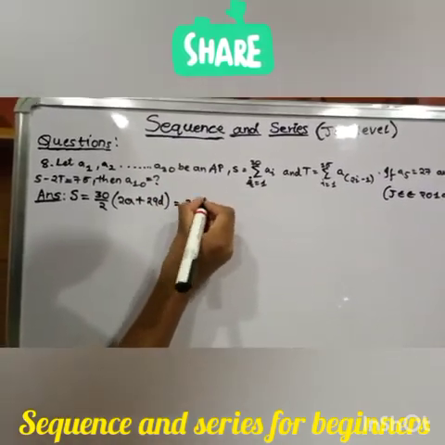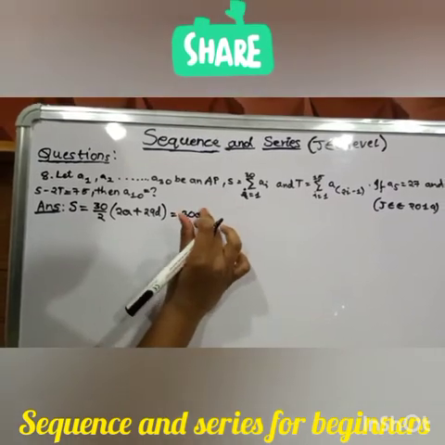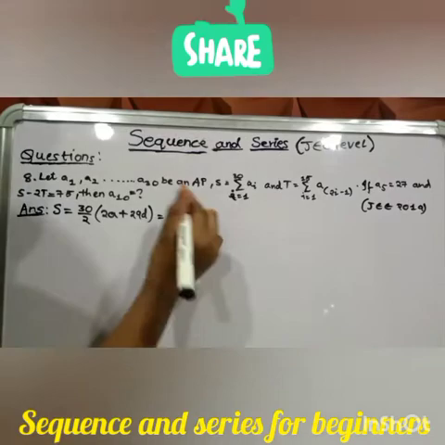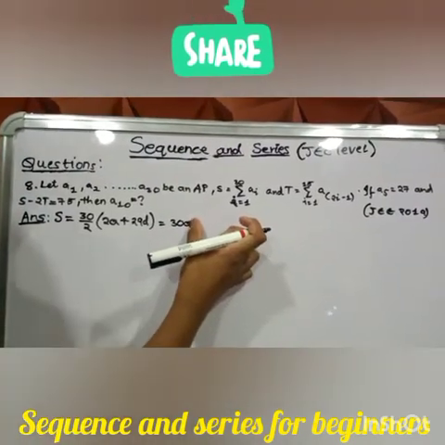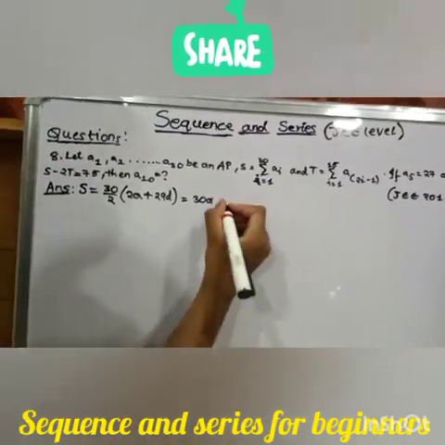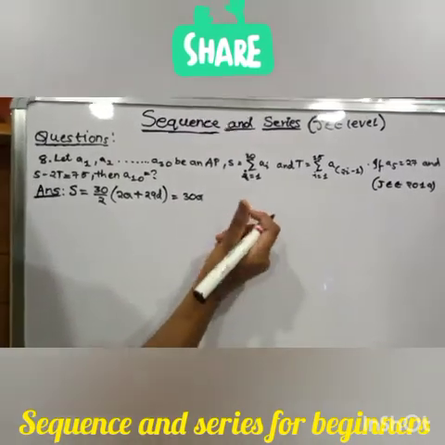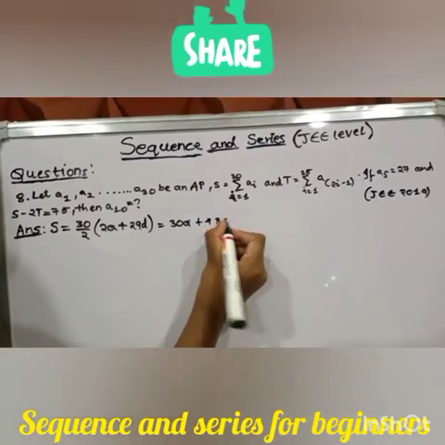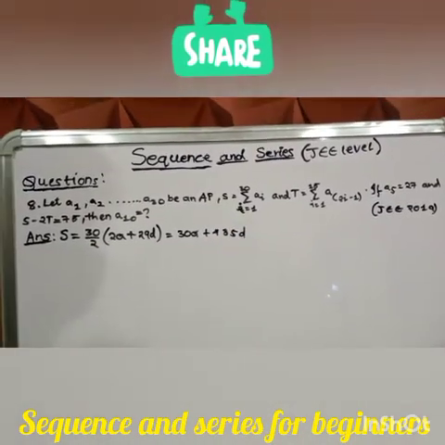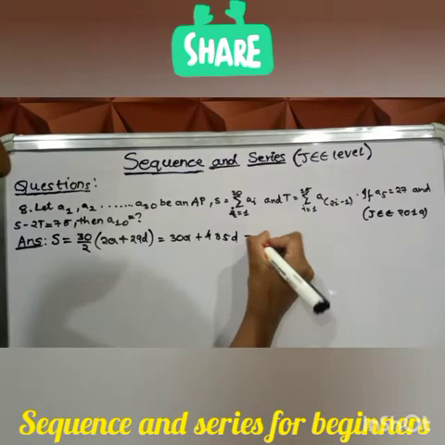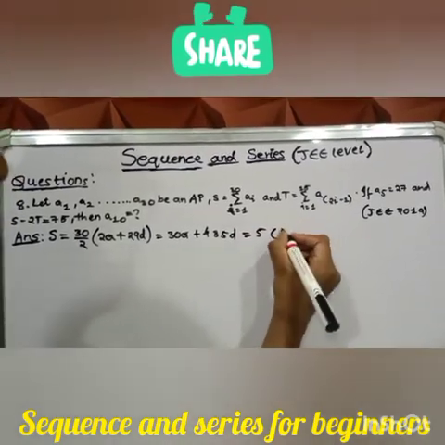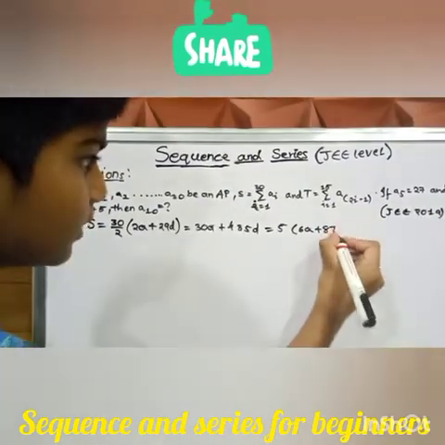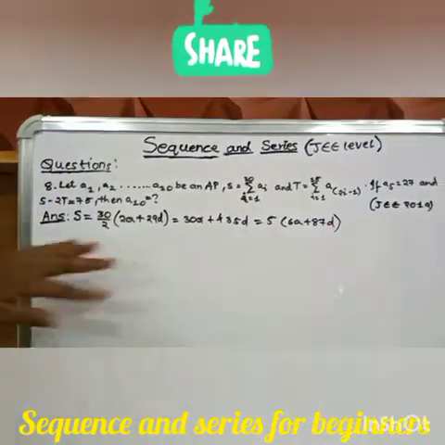So 30a, sorry, we get 30A plus 435D. Let's take 5 common from here, which is 6A plus 87D. So we got S.